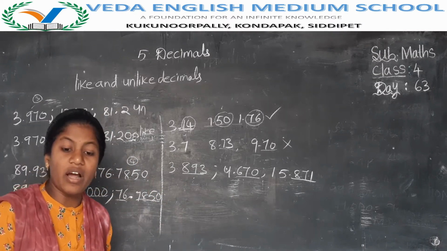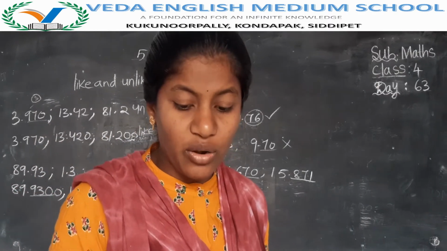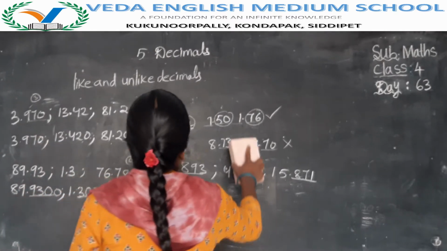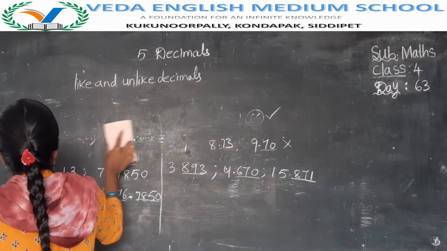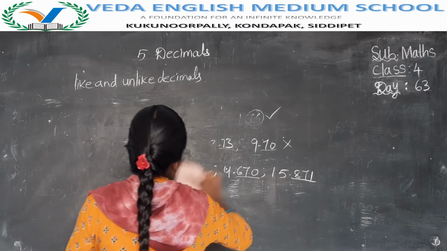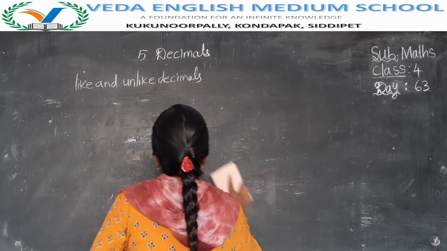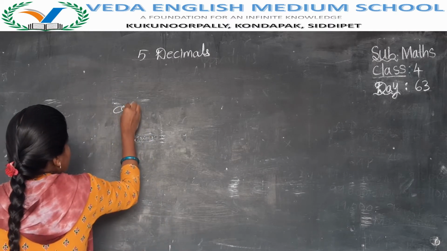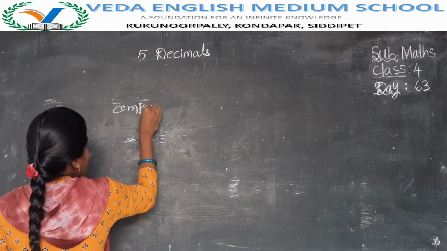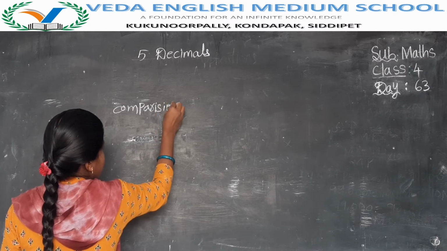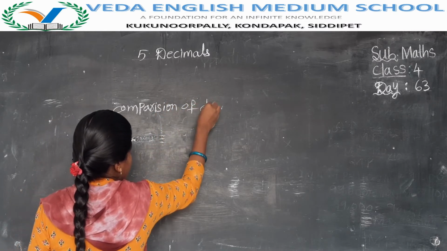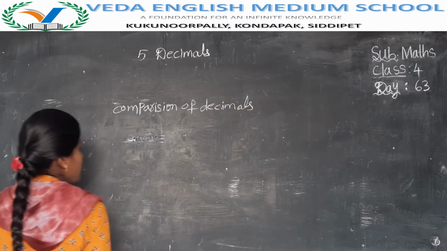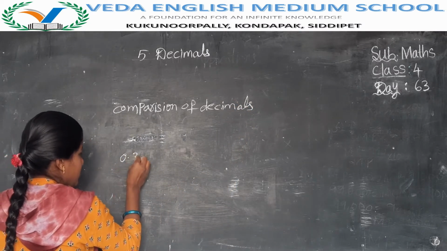Okay, children. Then how to compare decimals? How to compare decimals means which is the greater decimal and which is the smaller decimal. Then comparison of decimals. Here, if I have like this.